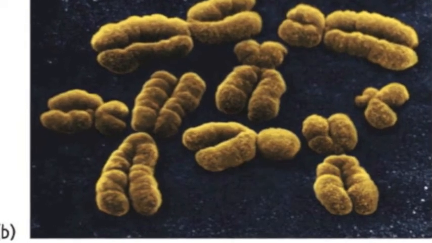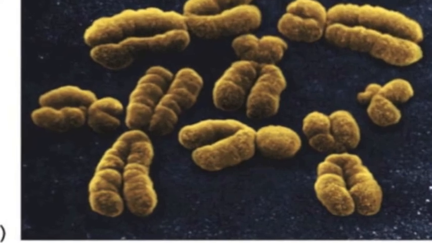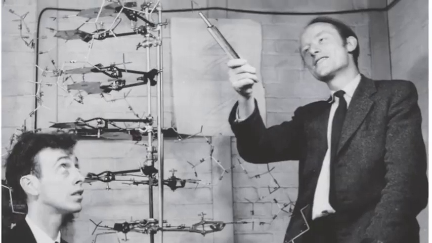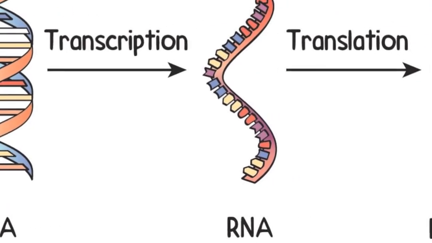So this information you get from your parents, this code of life, is really a code for making proteins. And that's it. That's pretty simple.